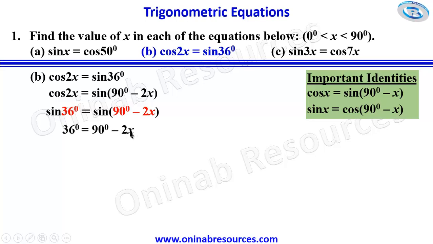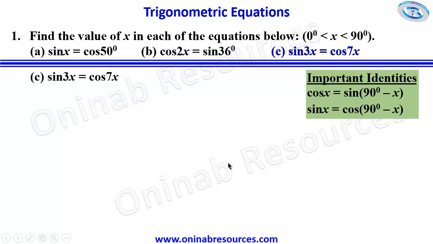We bring them together again and solve. This minus 2x coming to the left hand side, it becomes 2x equal to 90 degrees. This 36 coming to the right hand side, it becomes minus 36 degrees, giving 2x is equal to 54 degrees. 90 degrees minus 36 degrees is 54 degrees. Dividing both sides by 2, x will be equal to 27 degrees. If you divide 54 by 2, you have 27 degrees. And that's all for B. We then go to C.